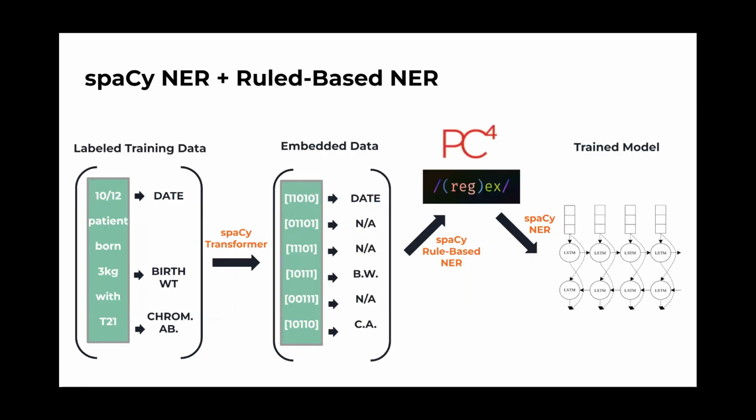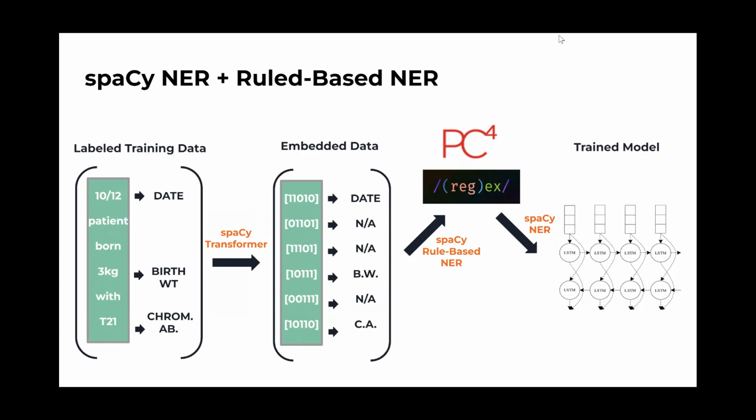In order to improve the performance of our NER model, we added a rule-based component built into spaCy between our transformer and our NER steps. The rule-based NER uses regex matching on all of the syndromes, chromosomal abnormalities, and non-cardiac abnormalities listed in the PC4 manual in order to label any low-hanging fruit before it proceeds to the neural network to complete the NER model.